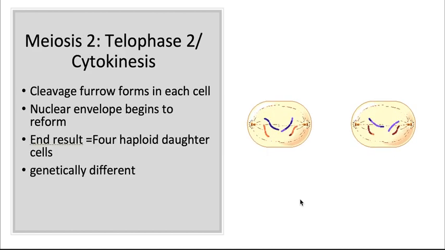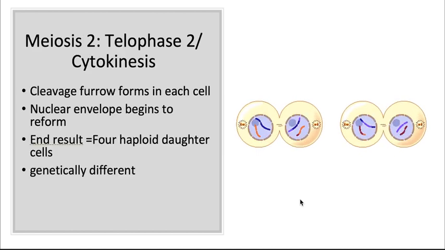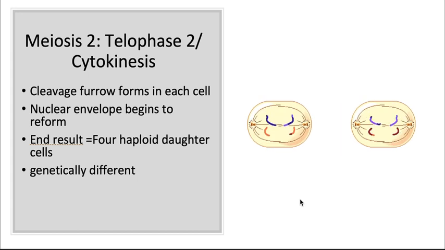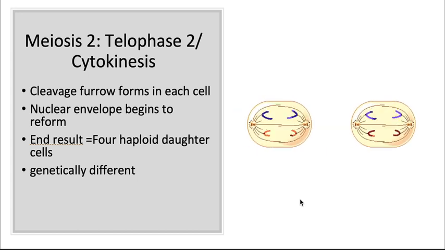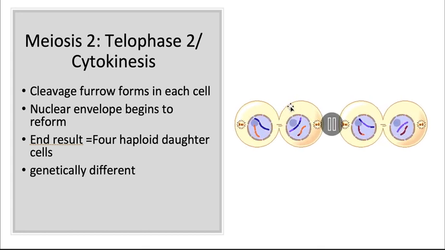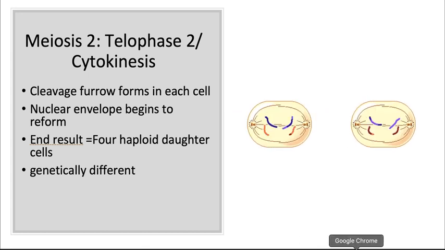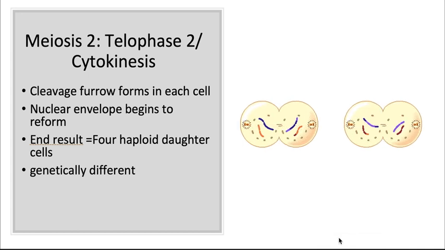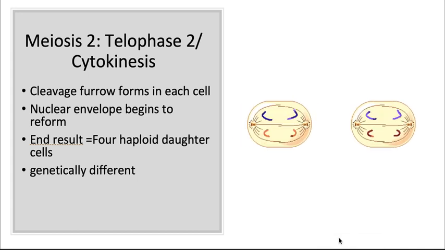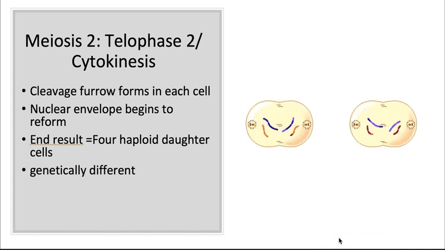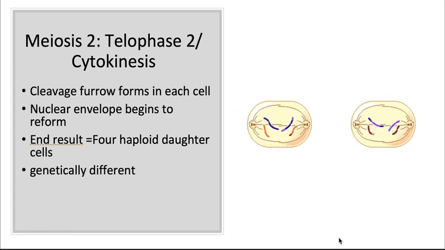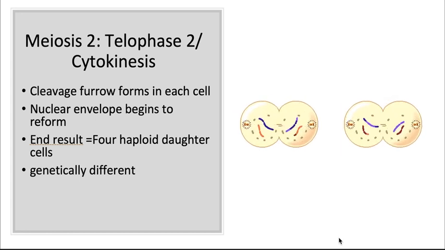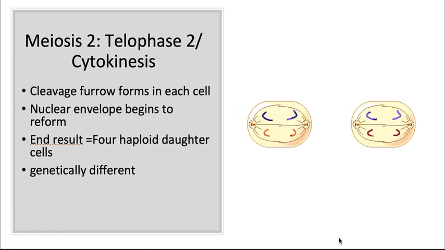The last phase of meiosis 2 is telophase 2 and cytokinesis. We see the nuclear envelope reforming around the chromosomes in each of the cells. The cleavage furrow begins to form, splitting the cells, as we can see, and our spindle fibers dissolve. The end result of meiosis is 4 genetically different haploid cells. We can see these cells are genetically different by the different coloration on the chromosomes. Remember, this came from crossing over in prophase 1.